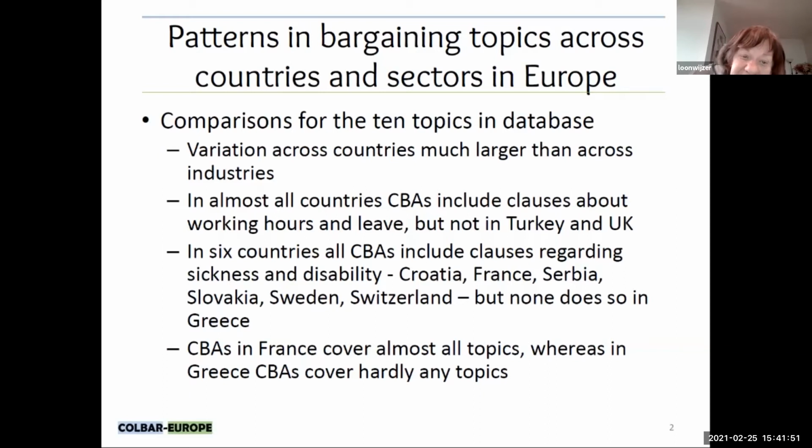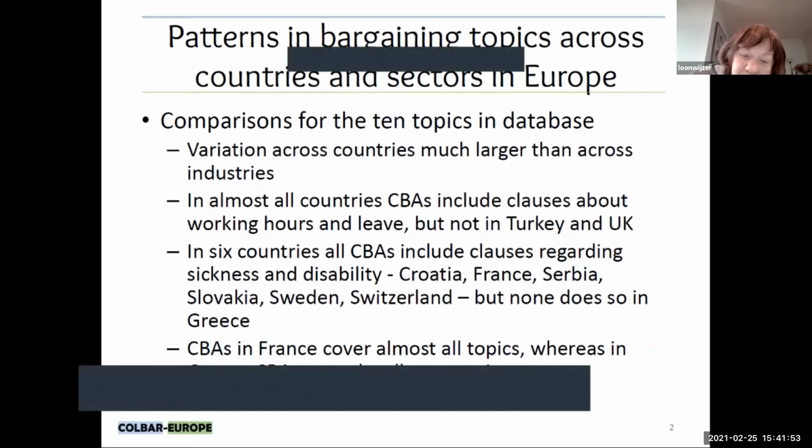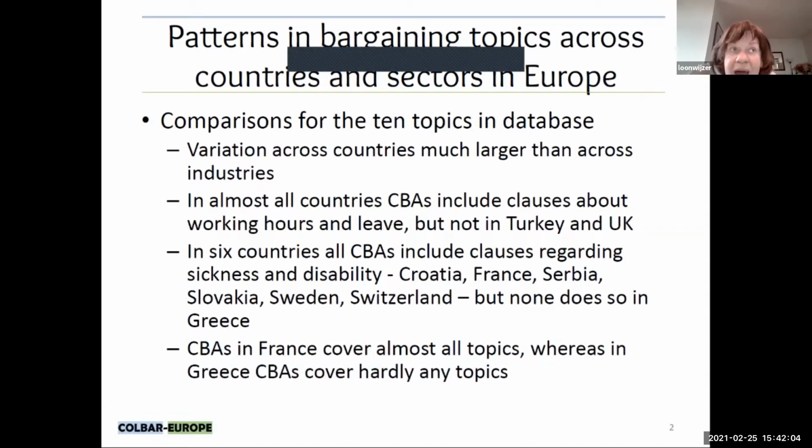In 6 countries, all CBAs include clauses about sickness and disability, but none does so in Greece. In Greece, anyhow, the collective agreements are a bit poor, I would say. They cover few items, whereas in France, the CBAs cover almost all topics. In Greece, they hardly cover any topics. So basically, that is almost a kind of empty agreement. Can I have the next slide, please?